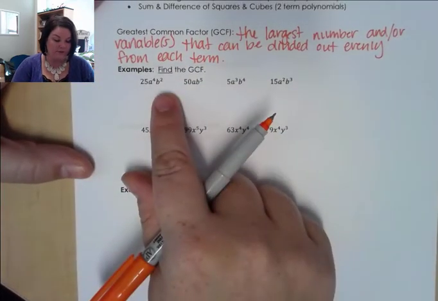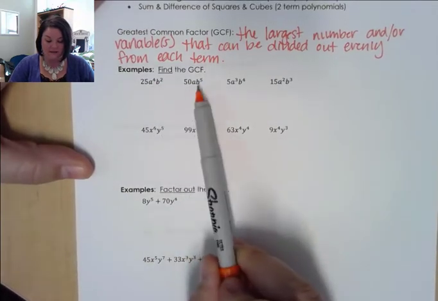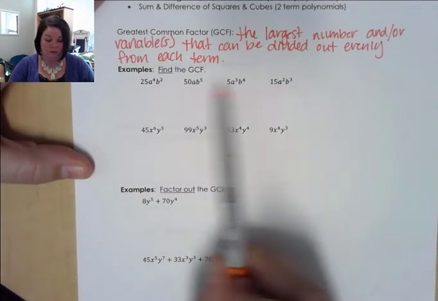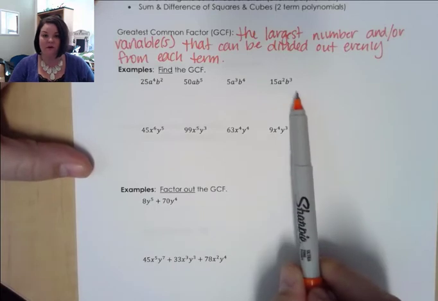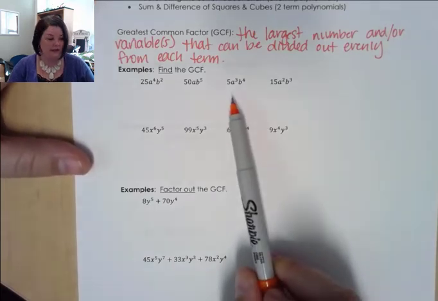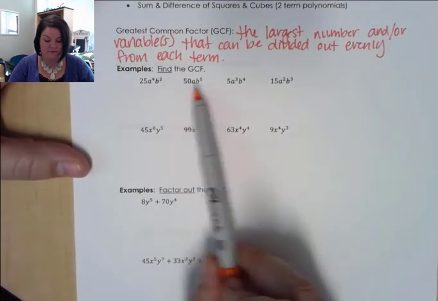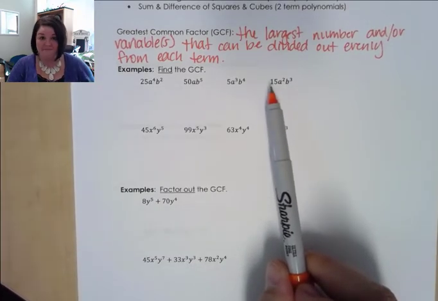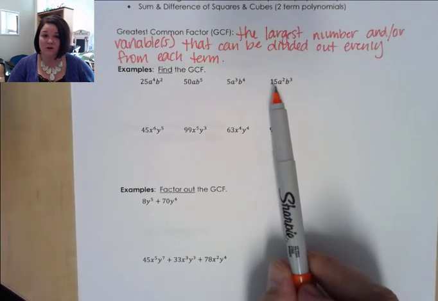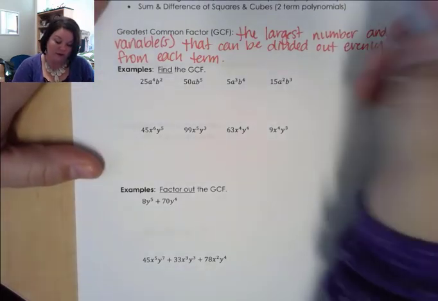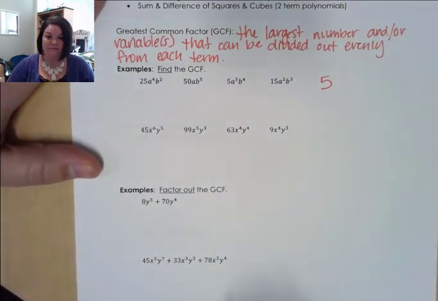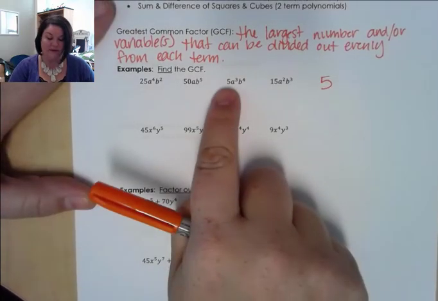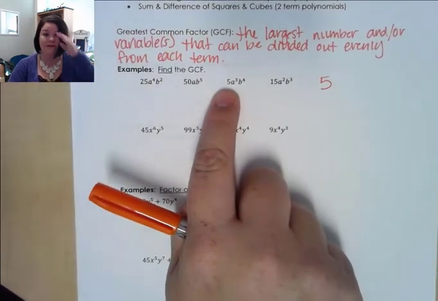So here are examples. If I have these different expressions and I want to know what all of these have in common, the first thing is I look at the numbers. I look at 25, 50, 5, and 15, and I notice that they're all divisible by 5. So I know the number part of my greatest common factor is going to be 5. And I can't take out anything bigger than 5 because this one only has a 5.